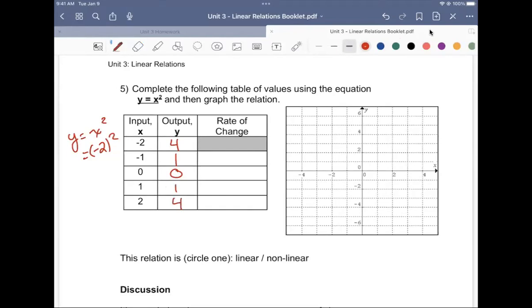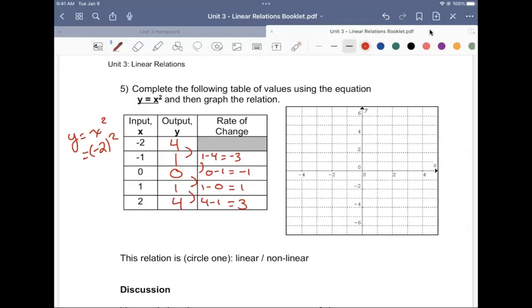So now if I look at the difference between these, I have 1 minus 4 is negative 3. 0 minus 1 is negative 1. 1 minus 0 is 1. And 4 minus 1 is 3. Notice that these are not the same value.